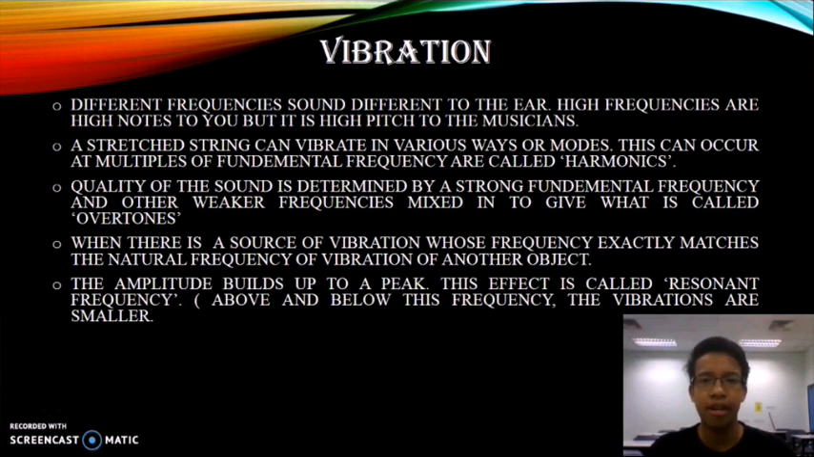Lastly, vibration. In a guitar string, the simplest way it vibrates is at its fundamental frequency. The amplitude, in brackets the size, of the oscillation varies along the string. In brackets, a point where the amplitude is zero is called a node, and the maximum point is an antinode. The frequency depends on several factors, which is the tension.